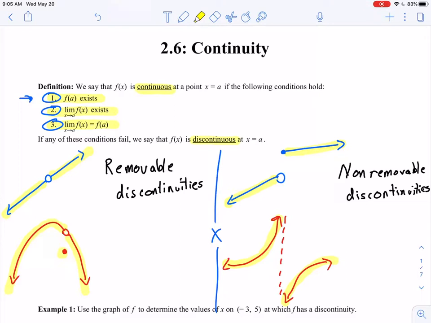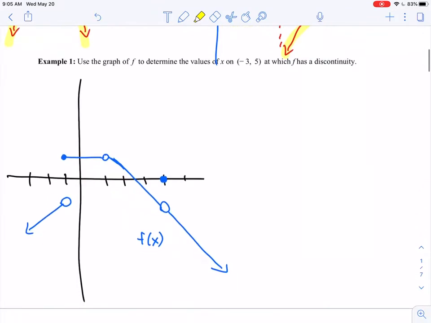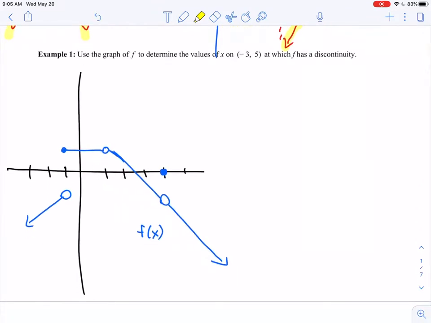And I think for most of us, our eyes are immediately drawn to these because they're kind of out of the ordinary. It's something interesting happening in the graph. So here I want to look at the graph of f to determine the values of x on the interval -3 to 5 where f has a discontinuity. And then we'll also talk about why it is discontinuous.